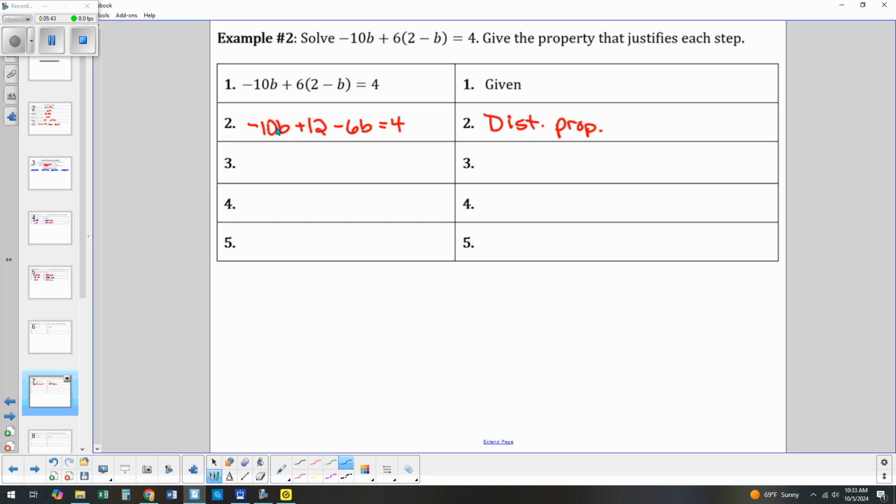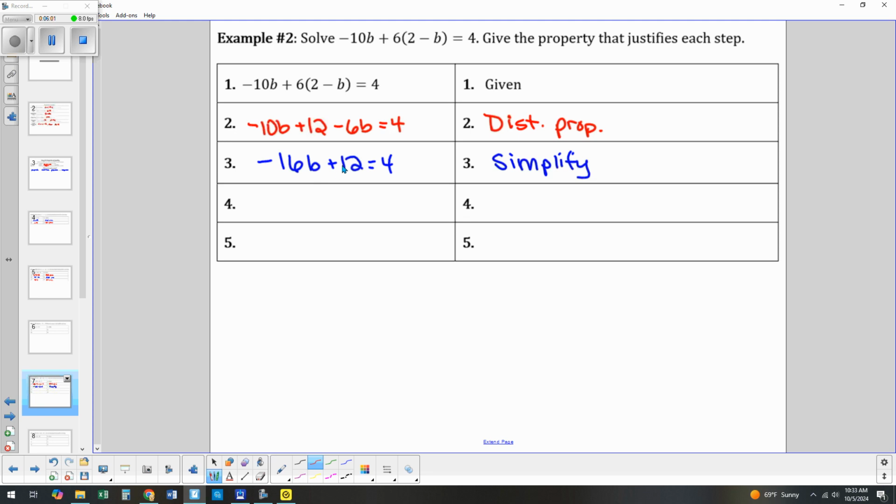And now I have to combine some like terms. I have a negative 10b and a negative 6b, but they're on the same side of the equal sign. So combining them, we get negative 16b. Anytime we combine like terms, we're just going to call it simplify. If you want to write combine like terms, that's fine, but we'll just call it simplify.